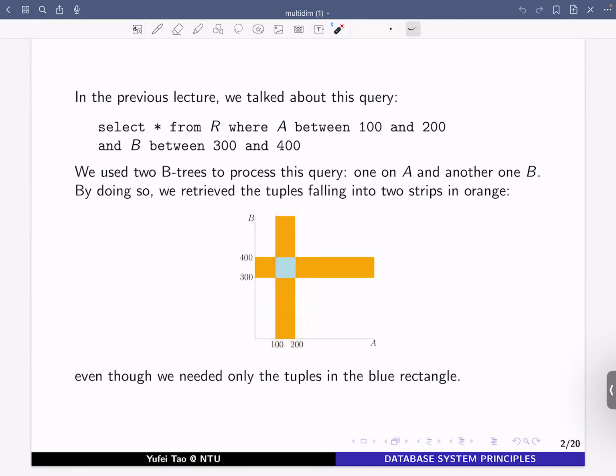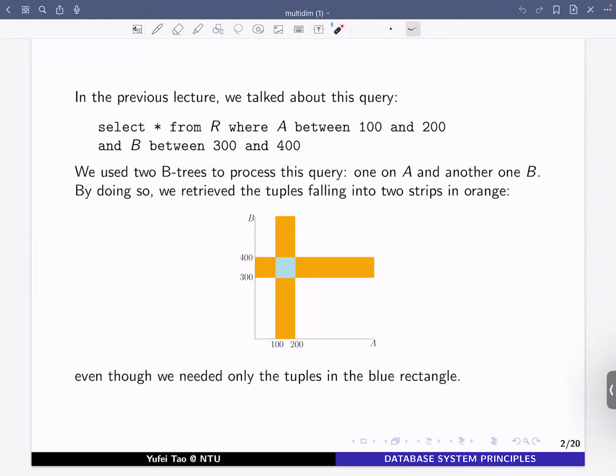And likewise, if you want to retrieve all the tuples satisfying this range condition, then essentially you're looking for all the points that are inside this range rectangle. Okay. However, here the query says AND, so a point has to satisfy both the A condition and also the B condition at the same time. So you can see, geometrically speaking, this is equivalent to saying you want to retrieve all the points that fall into this intersection. Okay, so basically this is the only area we're interested in.